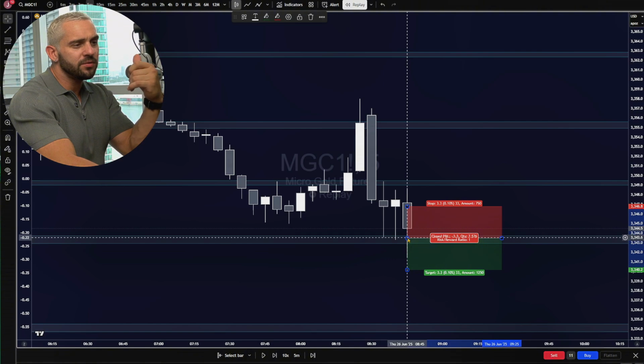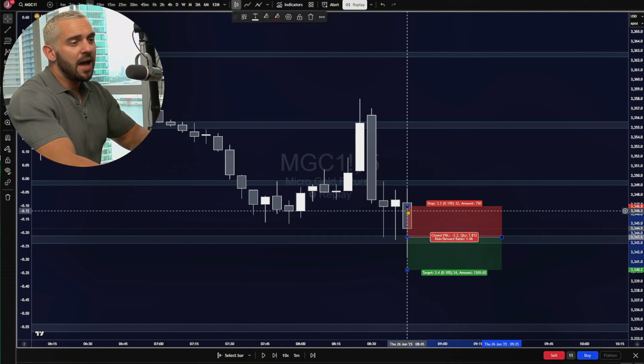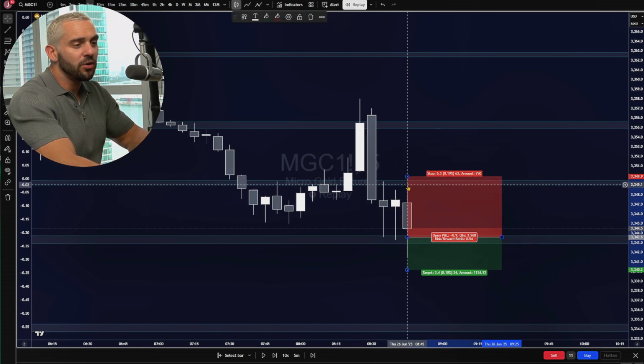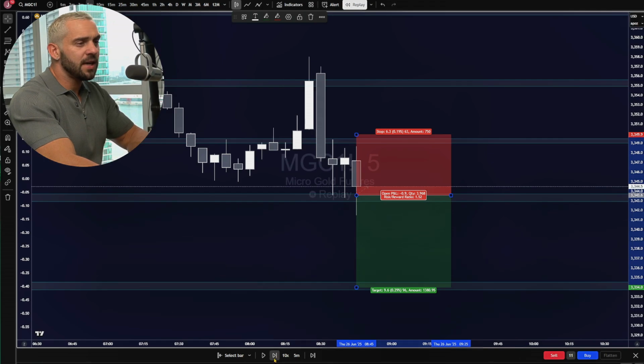My entry was somewhere. I entered impulsively on the open candle as it was breaking support, following my bias. I'm okay entering it, especially because I was seeing volume here. Now, the reason I didn't want to stay in the trade, if we play out the next candle, this is the candle I closed on my entry.